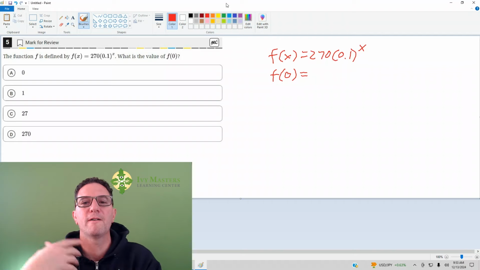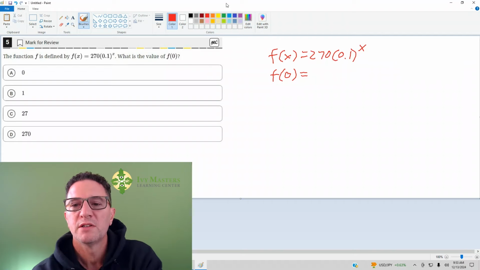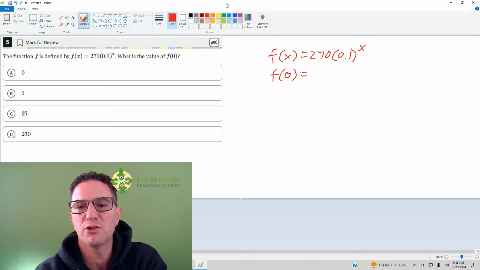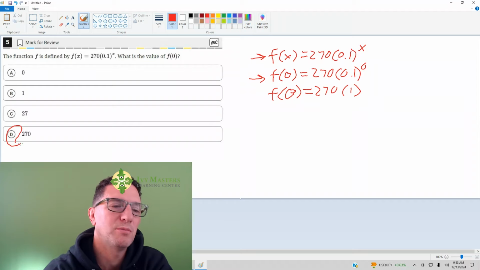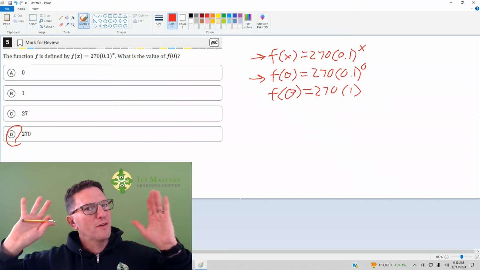I'm going to write it down in case you don't know this. So I just reproduced the function over here, f of x equals 270 times 0.1 to the x. And it's asking for f of 0. Notice the x is replaced by 0. So 270 times 0.1 to the 0. And what is 0.1 to the 0? Anything to the 0 is 1. And of course, 270 times 1 is going to be 270. It's D. But stick around because you don't have to remember anything.